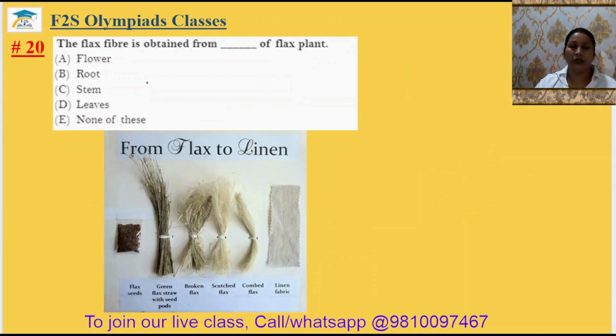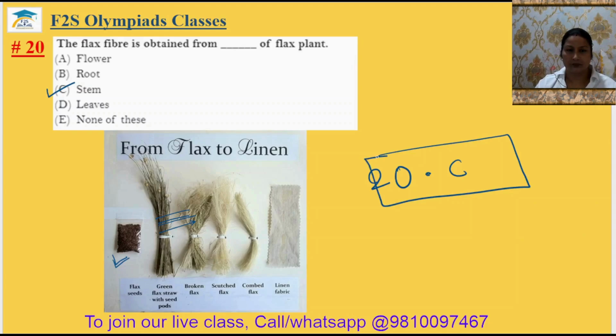Question number 20. The flax fiber is obtained from dash of the flax plant. So this is the flax seed you can see, and this is your flax plant. We obtain flax fiber from the stem of the flax plant. Okay. So answer will be your stem, option C. So 20th answer will be option C, from the stem of the plant.